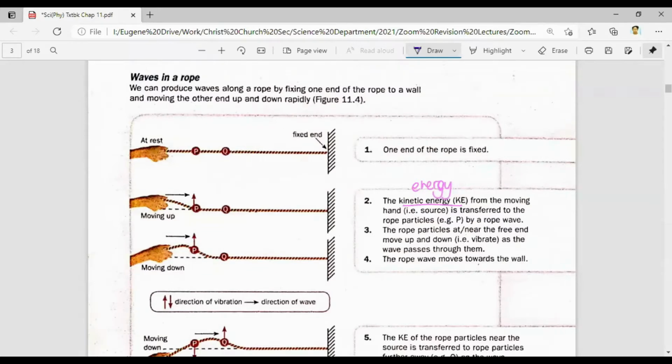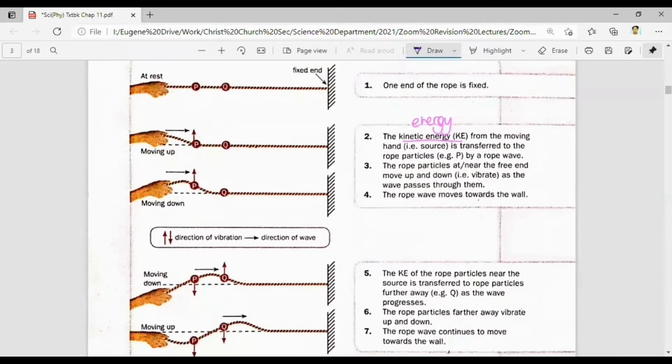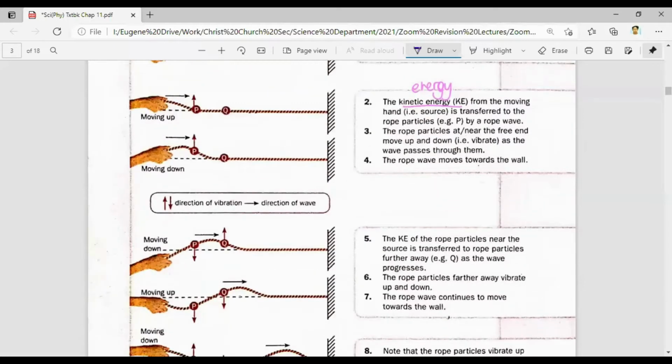So when my hand moves up and down, the rope, using a wave, carries the energy from the hand all the way to the wall. The KE from the moving hand is transferred to the rope by the rope wave. The rope particles near the free end move up and down as the wave passes through them. You can see here, P goes up, then as it goes up, it will come back down. Q on the other end will go up and come back down.